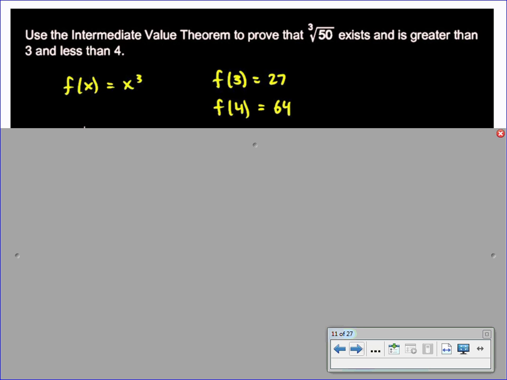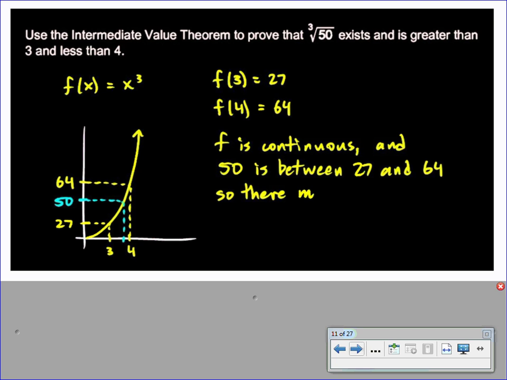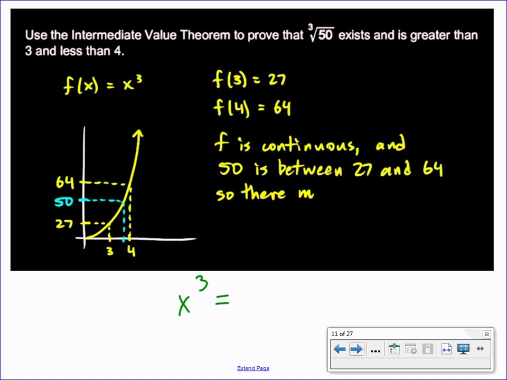Is f of x equals x cubed continuous? Yes. Again, I've satisfied my two requirements for the intermediate value theorem to apply, and I can now write an equation. So since f is continuous and 50 is in between 27 and 64, I can set up an equation, in this case x cubed, and I want that to equal 50, and then solve, and so on.